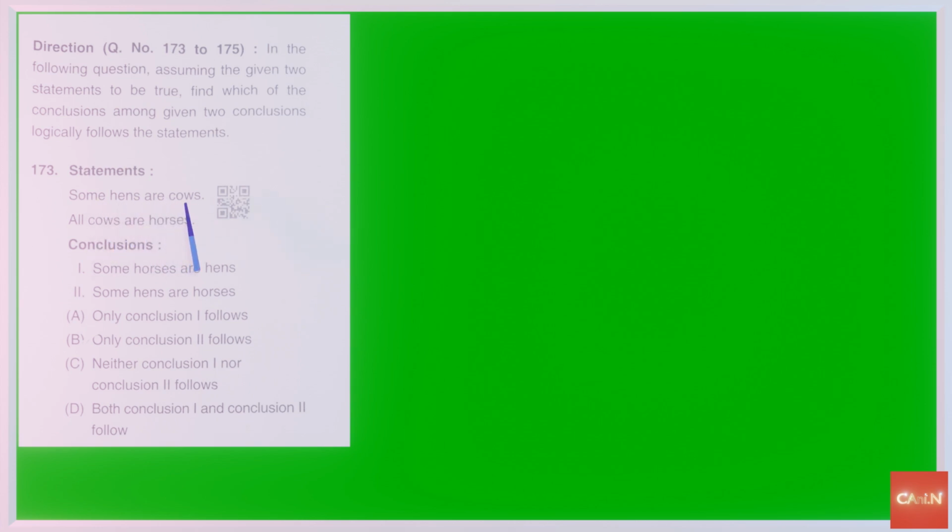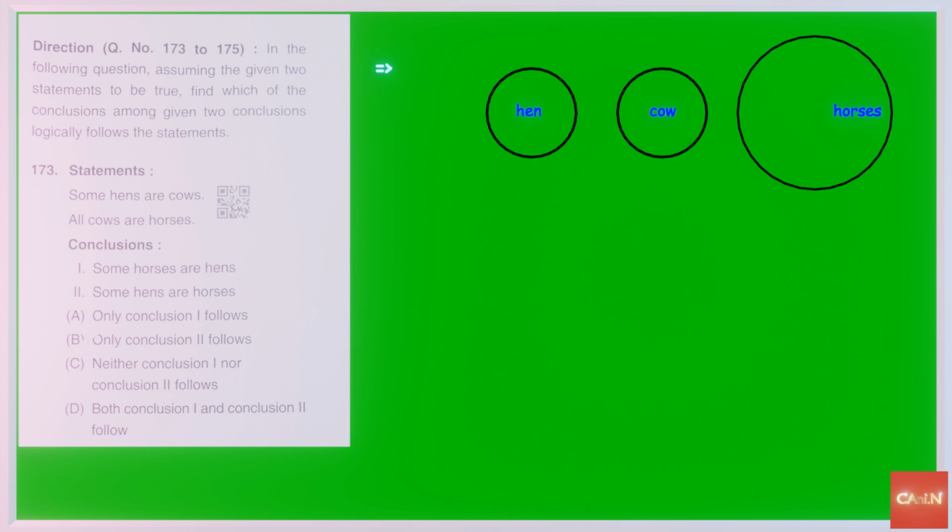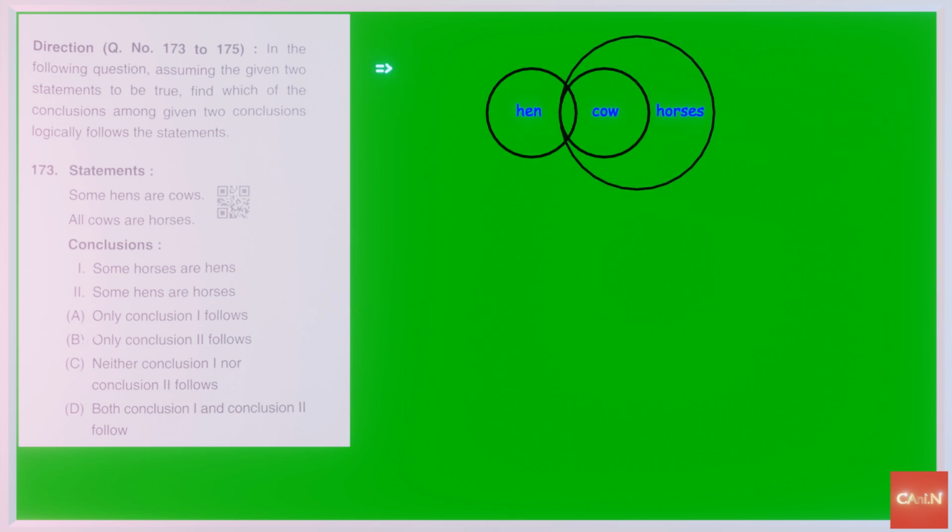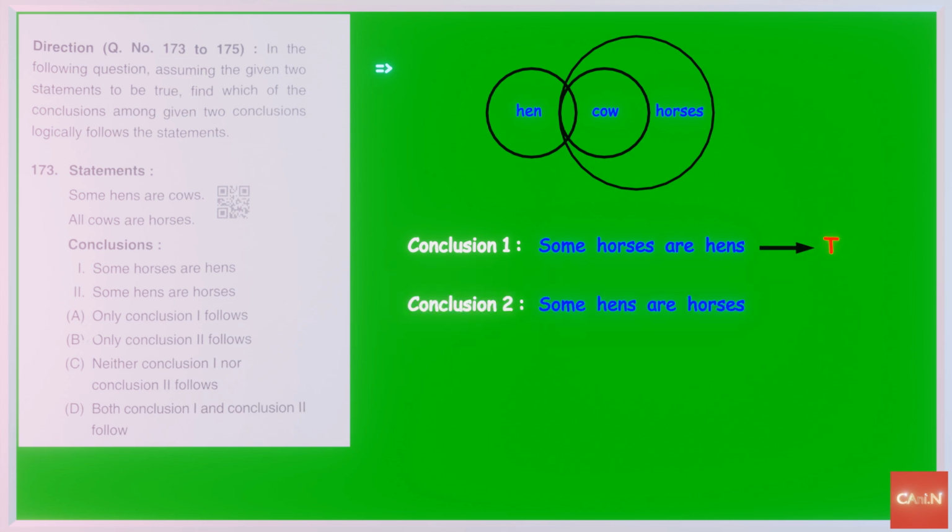Some hens are cows. All cows are horses. Let us make a diagram from the statements. Conclusion 1. Some horses are hens. This conclusion is true. Conclusion 2. Some hens are horses. This conclusion is also true. Hence, the answer is option D.